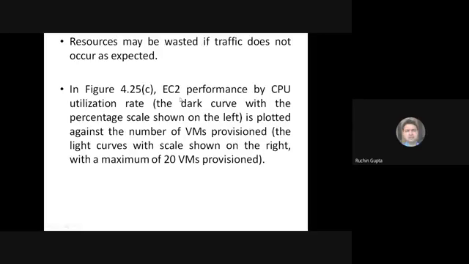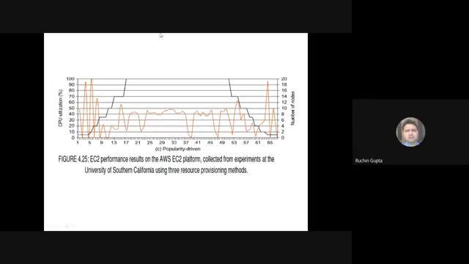So there is a figure of Amazon EC2, which is showing the performance by CPU utilization rate and the number of virtual machines provisioned. So you see this diagram. On the y-axis, you see the CPU utilization percentage. On the x-axis, you see the number of days. On the right side, you see the number of nodes or the number of virtual machines allocated by the cloud.